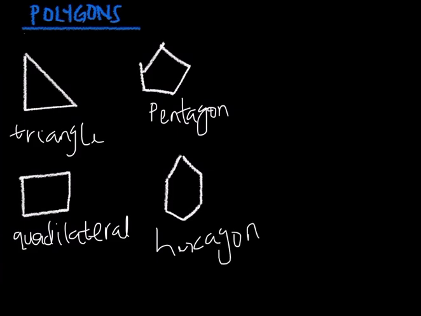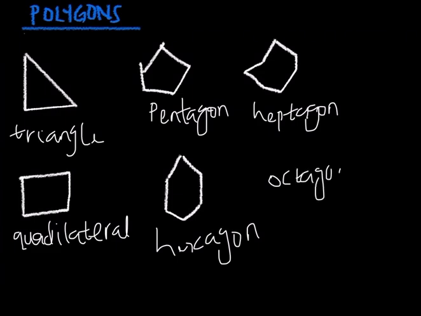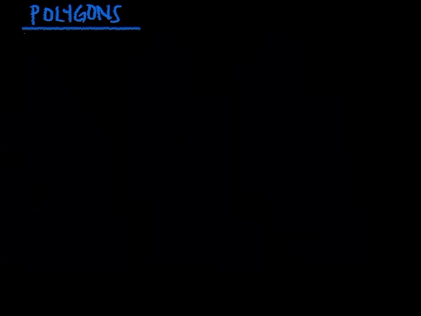A polygon that has 7 sides is called a heptagon. A polygon with 8 sides is called an octagon. A polygon with 9 sides is called a nonagon. And the list keeps going like that depending on the number of sides the polygon has. Now that we know what types of polygons we have, let's classify them.